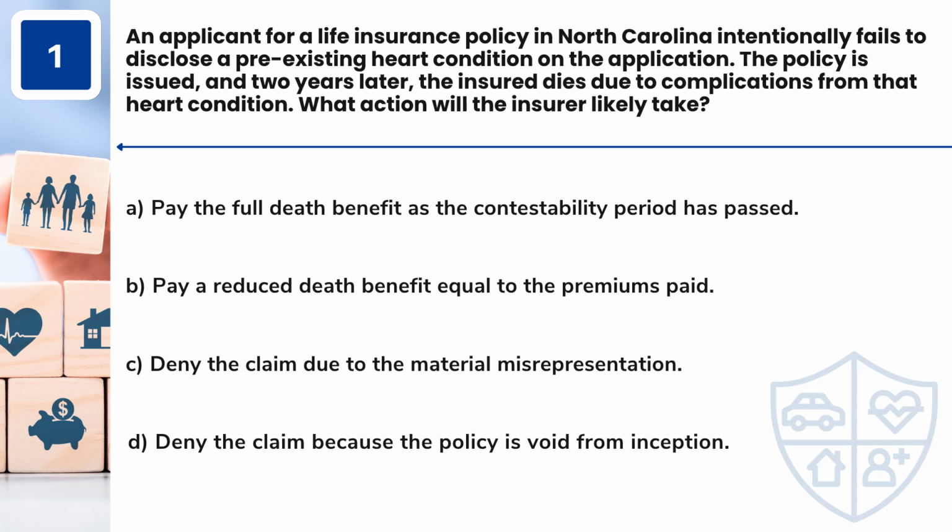Question 1. An applicant for a life insurance policy in North Carolina intentionally fails to disclose a pre-existing heart condition on the application. The policy is issued, and 2 years later, the insured dies due to complications from that heart condition. What action will the insurer likely take?